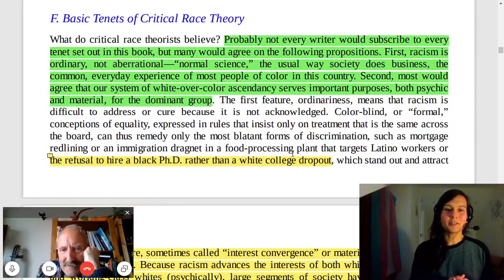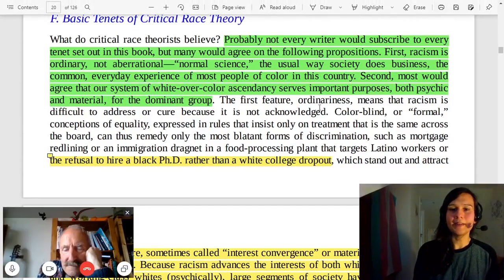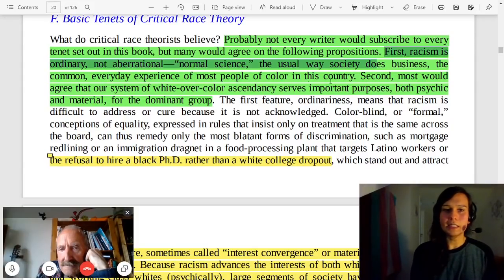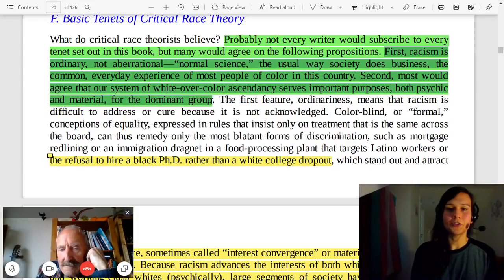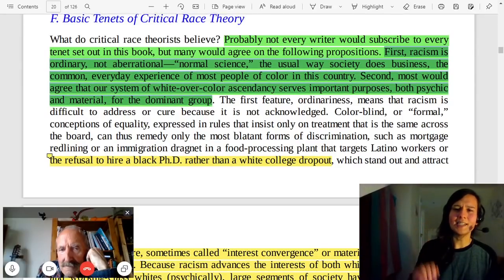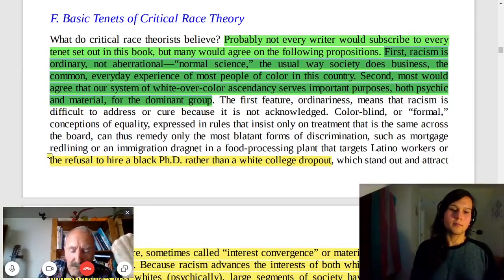What do critical race theorists believe? They talk about how not every writer would subscribe to everything, but they've got these two tenets which I think are interesting. So, first, racism is ordinary, not aberrational. I've not heard this phrase before, but: normal science, the usual way society does business, the common everyday experience of most people of color in this country, that country being America. They're saying it's like background radiation.